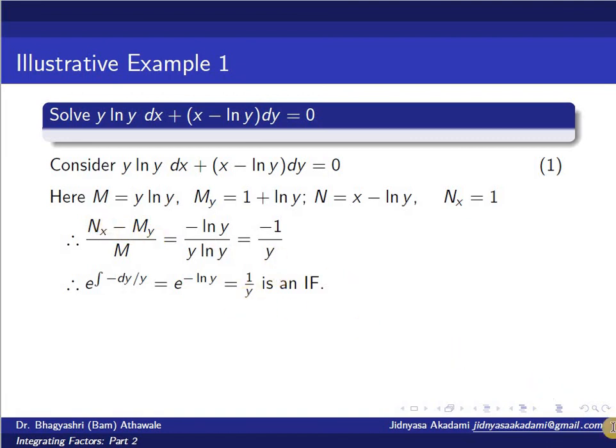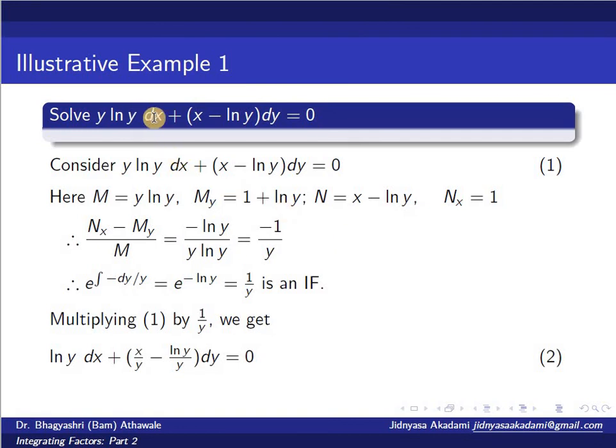Now since 1 upon y is an integrating factor, multiplying by that 1 upon y, our differential equation becomes ln y dx plus x by y minus ln y by y into dy equal to 0. Now, since this is an integrating factor, this equation must be exact.